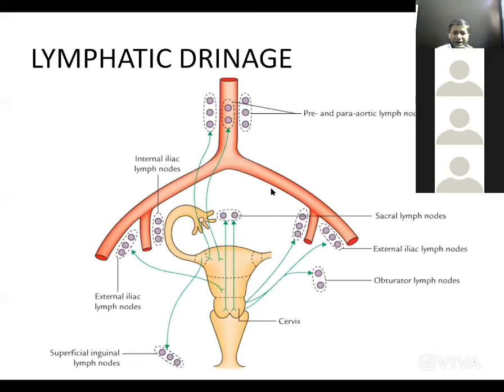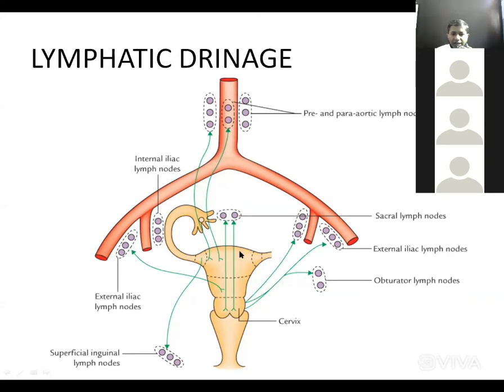Now coming to the lymphatics. The lymphatic drainage is different here. We are going to divide the lymphatics into parts: the upper part of the body, the lower part of the body, and the cervix. The upper part of the body drains into the pre- and para-aortic group of lymph nodes. The lower part of the body drains into the external iliac group of lymph nodes, whereas the cervix drains into the internal iliac, external iliac, and obturator groups of lymph nodes. So remember, I will repeat: upper part, lower part, and the cervix.